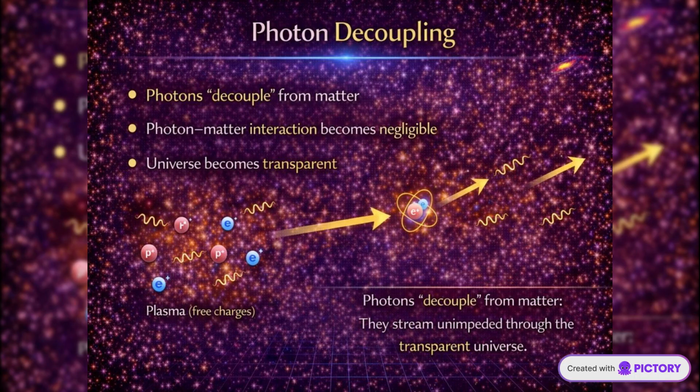Photon decoupling occurs when photons stop interacting significantly with matter. The universe becomes transparent at this stage. Photons stream freely through space without obstruction. These photons are what we observe today as the CMB.